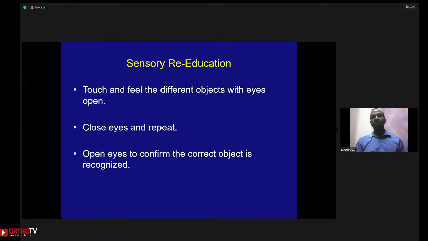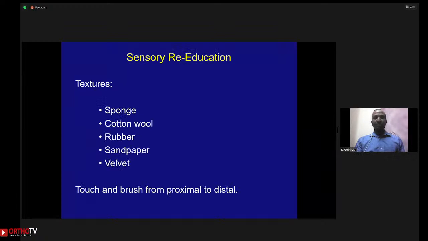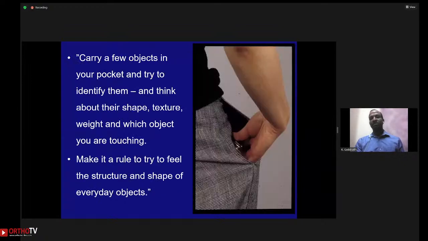So how do we do it? We make the patient feel the shapes of the structures and the texture of the object with eyes open, and then make them feel with eyes closed and try to identify what the object is and how the texture is. They have to do this repeatedly until they are able to identify the objects with eyes closed. Textures can be of different types, like sponge, cotton wool, rubber, sandpaper, velvet. It doesn't matter which objects; it doesn't need a special sensory education kit.